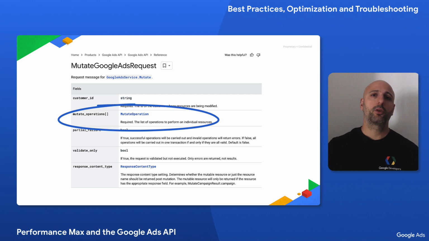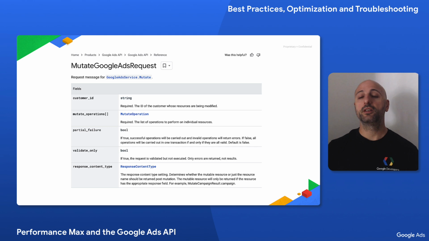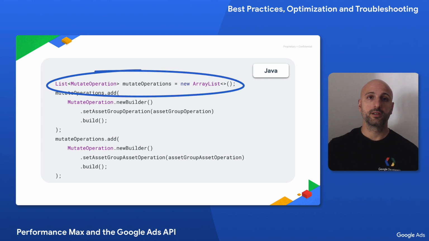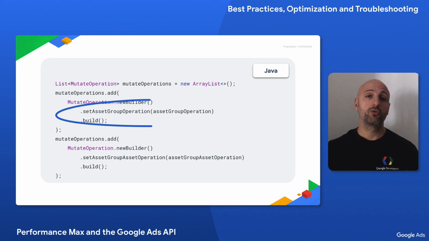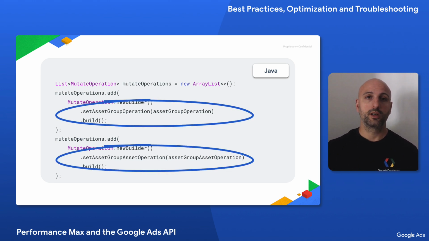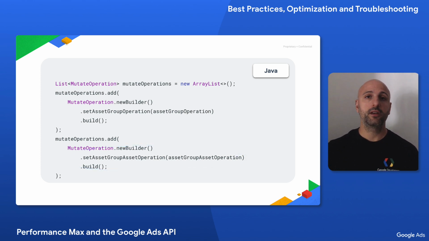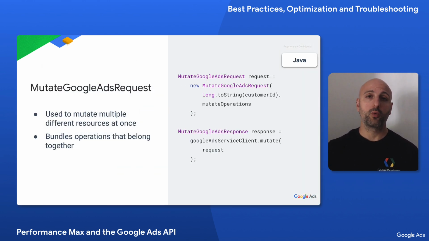As you can see, the request to this method takes a list of generic mutate operations that can be of different types to create different resources. You can combine asset group operations, asset group asset operations, and so on. The way to bundle different resource creation operations together, then, is to create a list of mutate operations and to add different types of operations to it. Here, for instance, we are adding an asset group operation and an asset group asset operation to it. Once we have our list of mutate operations creating different resources, then we can use it to create a mutate Google Ads request and then pass it to GoogleAdsService.mutate.